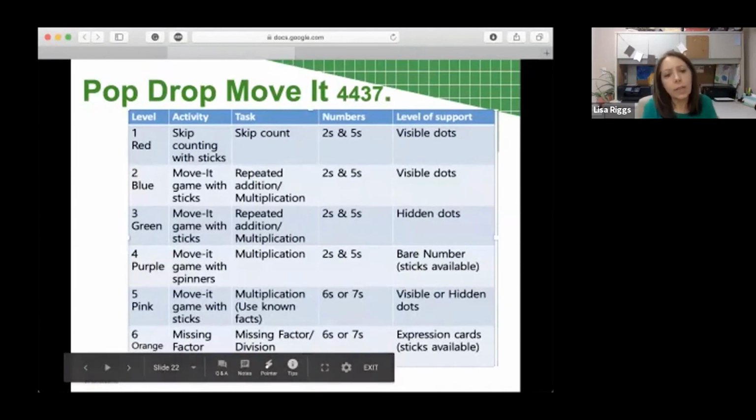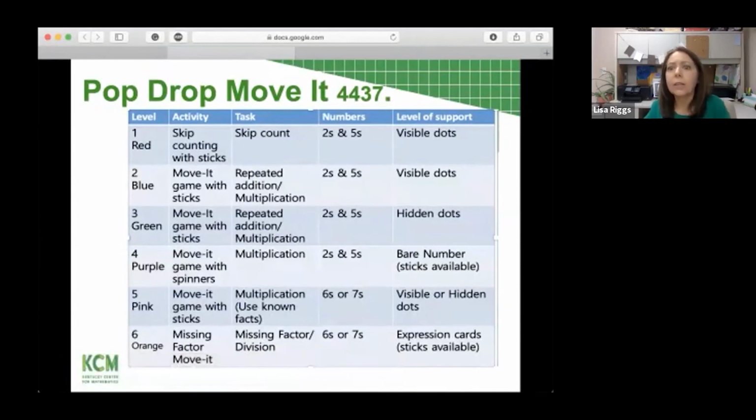Okay, a resource that I do want to share with you guys, and I know my time is about to run out, so I'm going to run through it a little quickly, is from our Kentucky Numeracy Project. It is task group 4437, which is Pop, Drop, Move It. And this slide just tells you the level progression, which is a very well thought out progression.